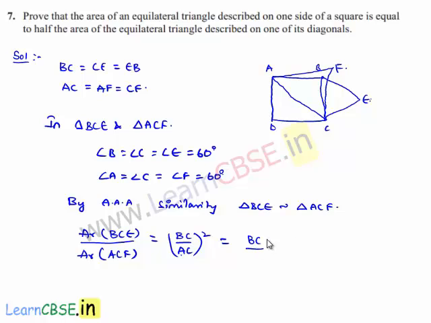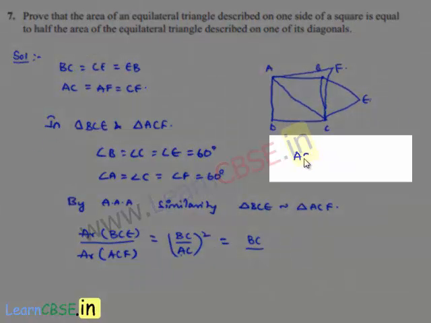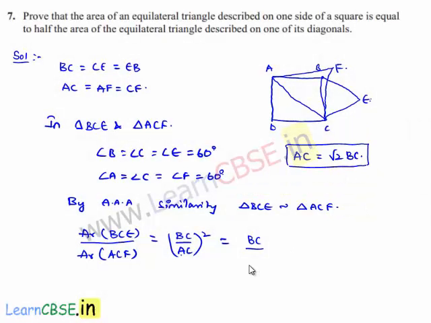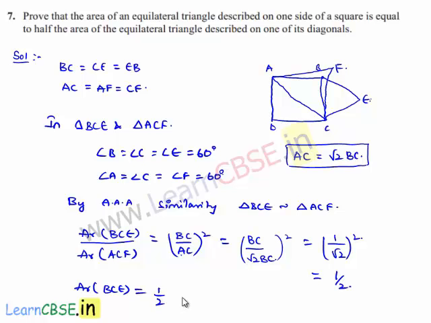we know that the diagonal of a square is nothing but root 2 times its side. So we can say AC is equal to root 2 times BC. So let us substitute that, root 2 BC whole square, that is equal to BC and BC, numerator and denominator will be cancelled, and 1 by root 2 whole square will be left. 1 by root 2 whole square is nothing but half. So here we got area of triangle BCE is equal to half times area of triangle ACF.